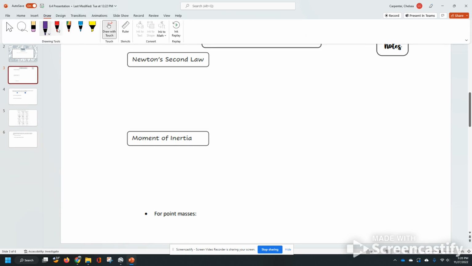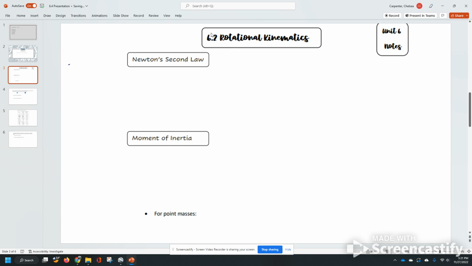Today we are going to be talking about topic 6.4, and it should be rotational dynamics, not kinematics. Sorry for the typo there. We're going to talk about things that are actually rotating and changing their speed, so they're speeding up or slowing down.